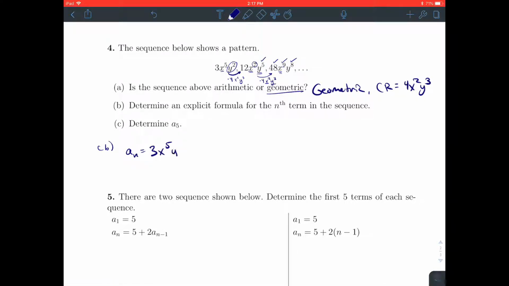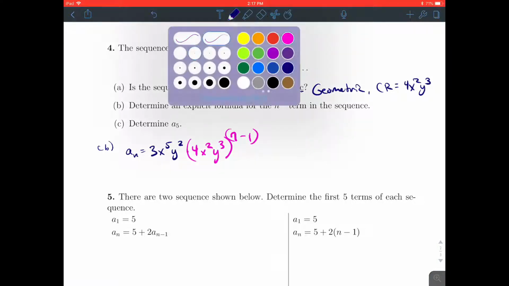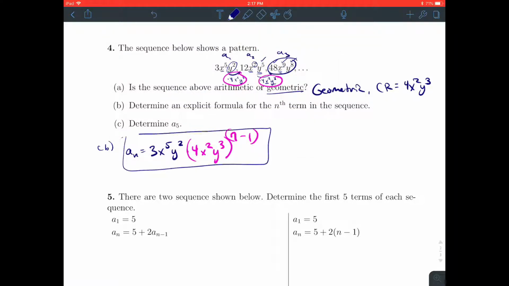So start at the first term, 3x to the 5th, y squared. To get up to the third term, a1, a2, a3, we multiplied by this piece twice. To get up to the nth term, we're going to multiply by this piece n minus 1 times. And that is actually our final formula. It's kind of hideous, but it's the exact same idea as before, just with a more complicated common ratio.